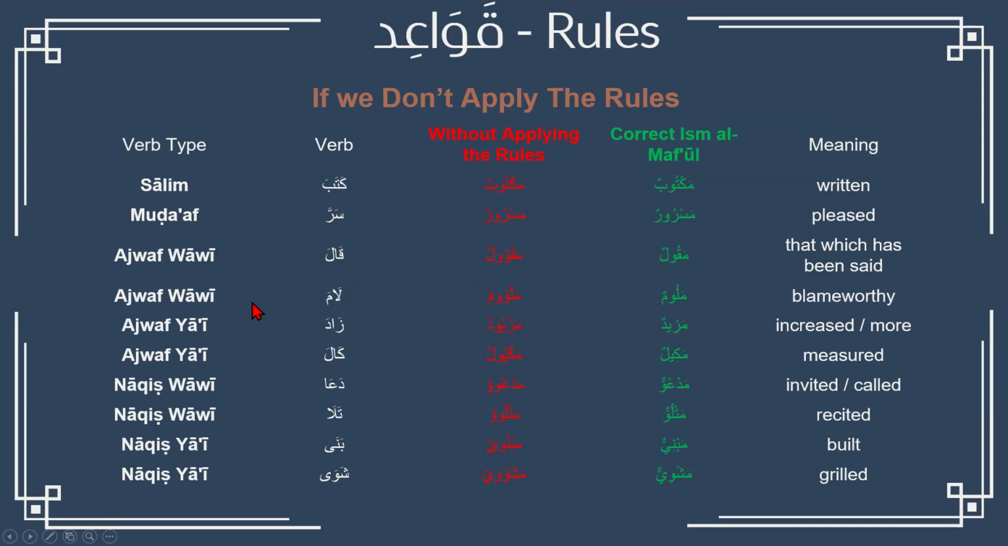Then you have all these other examples: mudaf, ajwaf wawi, ajwaf ya'i, naqis wawi, and naqis ya'i. If you do not apply the rule, what you see in the middle is what it will look like, which is very difficult to pronounce. But if you do apply the rule, then ismul maf'ul will look like what you see in green right now.